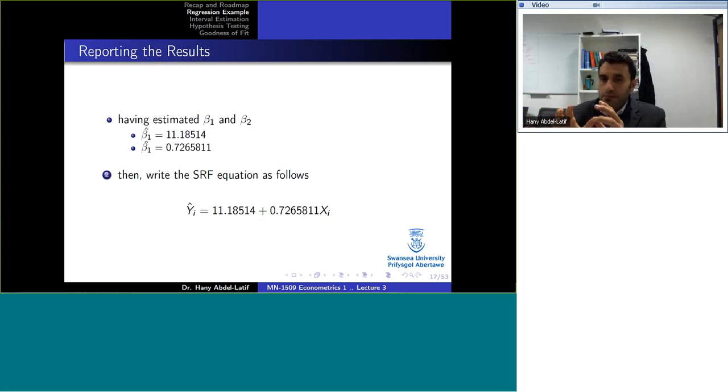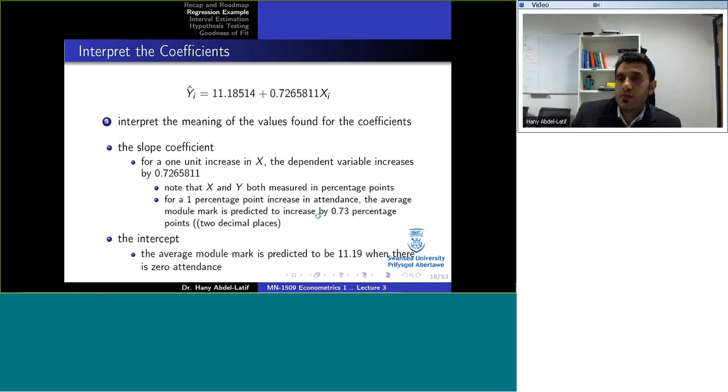How do we report these results? You need to write the equation, now that we know these values, just to show that we understand. So the estimated equation is Y hat equals 11.18 plus 0.7 times X, where 0.7 is the coefficient of x. Now it comes to the third step, when you should interpret the results.